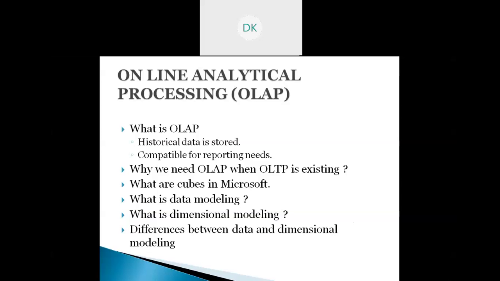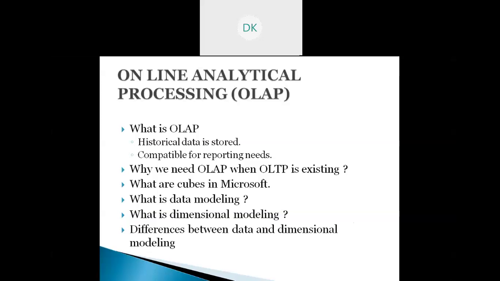Online analytical processing, as I told, OLAP. Historical data is stored, compatible for reporting needs. Why do we need OLAP when OLTP exists? Because OLAP is more from a reporting compatibility perspective. You can report on OLAP, but on OLTP it is very difficult. OLAP is more denormalized, and its performance is also good, in fact, for querying.